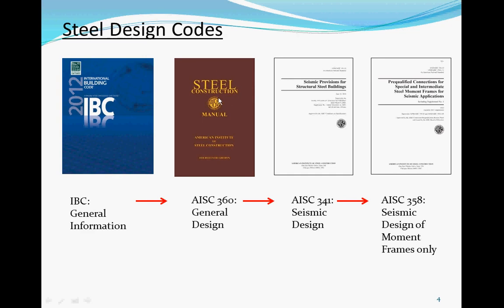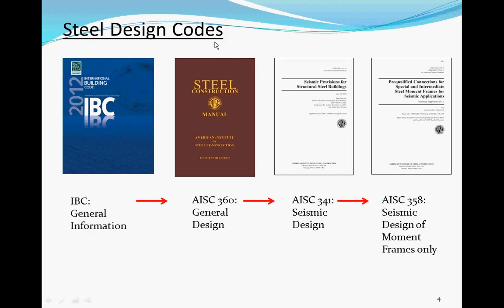But people know it as the steel manual. In the front portion is the basic steel property information. Only the back portion is known as the 360 document. So when you say 360, it's not the whole book, it's just the specification in the back. The 341 is the whole thing. 358 is the whole thing.